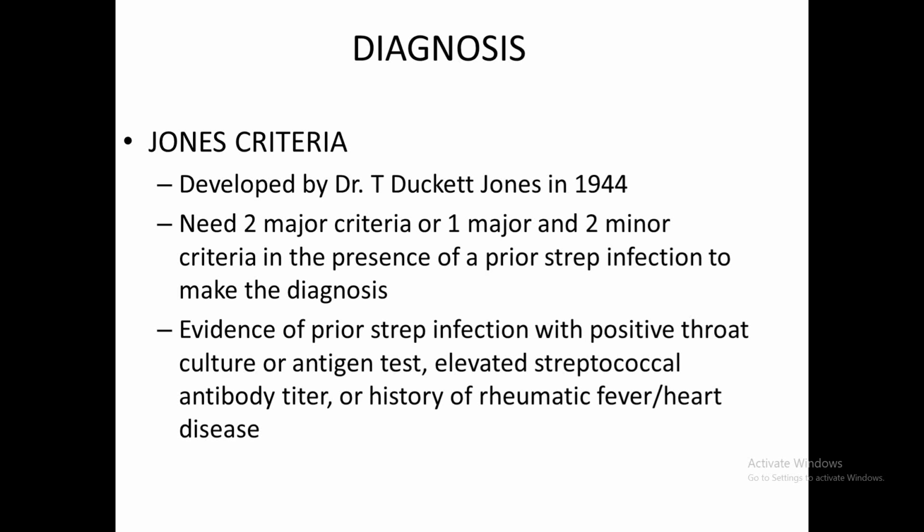The condition is this: if you have 1 major criterion and 2 minor criteria, you have to prove that this patient has recent evidence of group A streptococcal infection: ASO titer, anti-hyaluronidase antibody, or anti-DNase B antibody, etc., or evidence of culture, so a throat culture should be there.